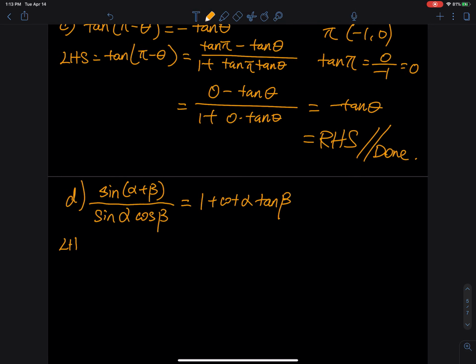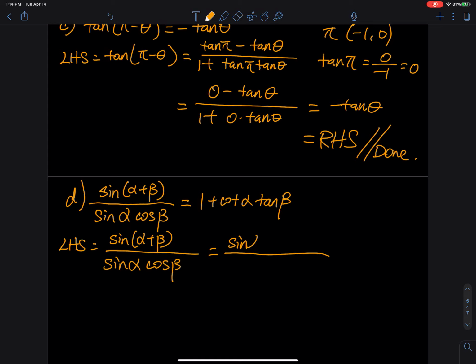So the left hand side is sine of alpha plus beta, divided by sine alpha cosine beta. Let's apply the sum formula for sine first. So that is sine alpha cosine beta, just like A and B, plus cosine alpha sine of beta, and then divided by sine alpha cosine beta.